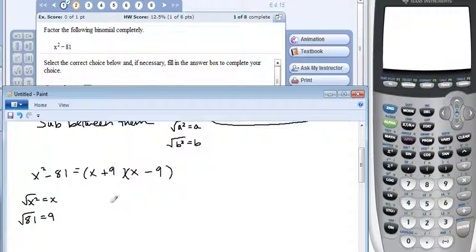So let's check that one. Refoil. First term, x squared. Outside, minus 9x. Inside, plus 9x. Last, negative 81. Now these are always going to be the same numbers but opposite signs, so they always cancel each other out. So we're left with x squared minus 81. Check.